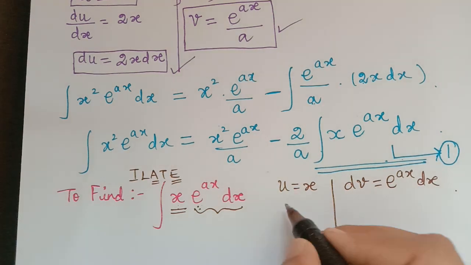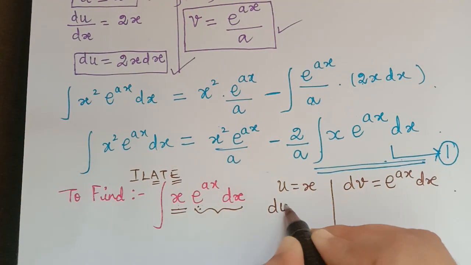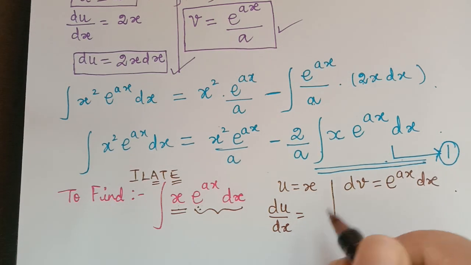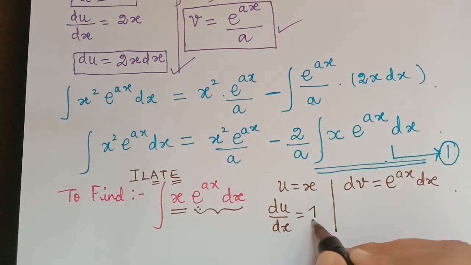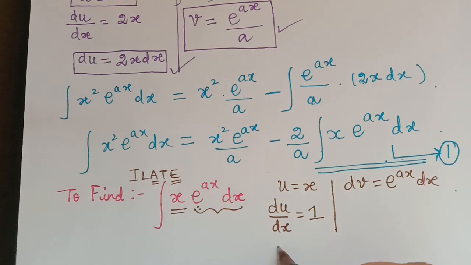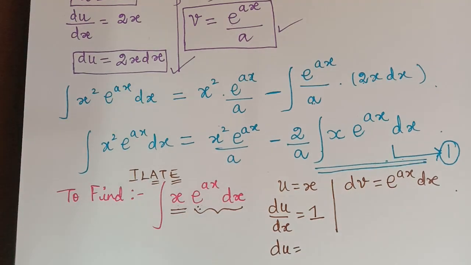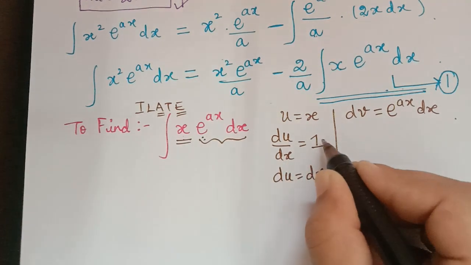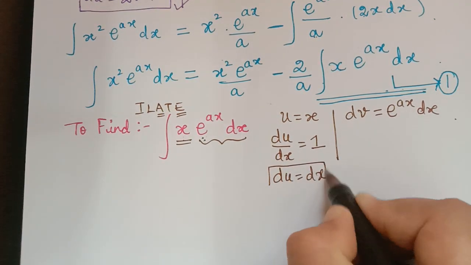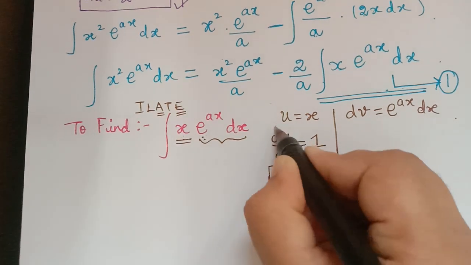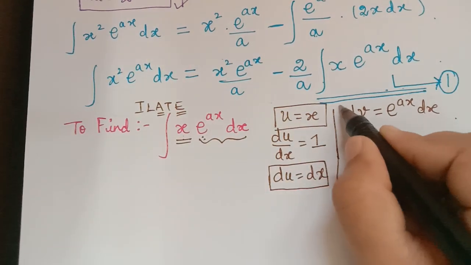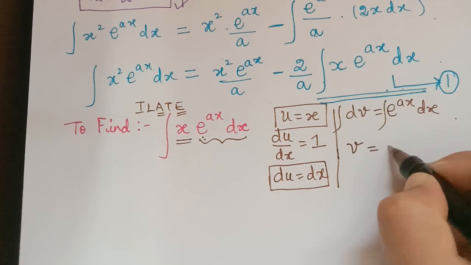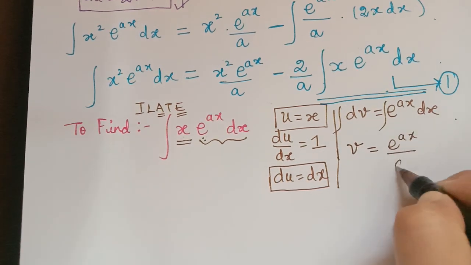Now from this we have to differentiate u so that we get du by dx to be equal to, what is the differentiation of x with respect to x? It is 1 only. And then from this we obtain du to be equal to dx, because taking this dx to the right. So this is u, and from this we have to integrate on both the sides so that we get v will be equal to e power ax divided by a.